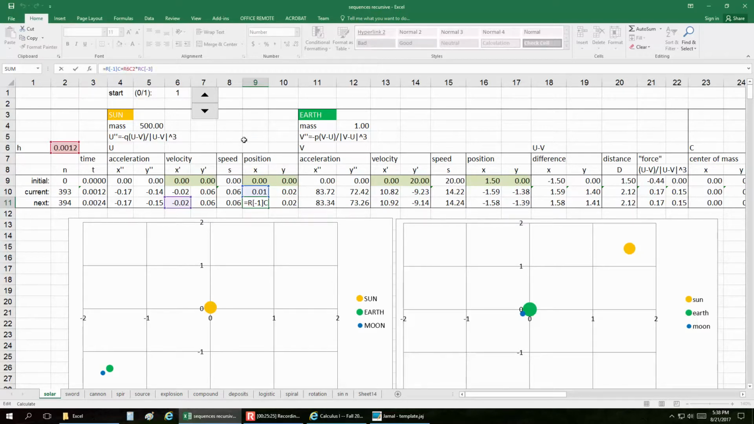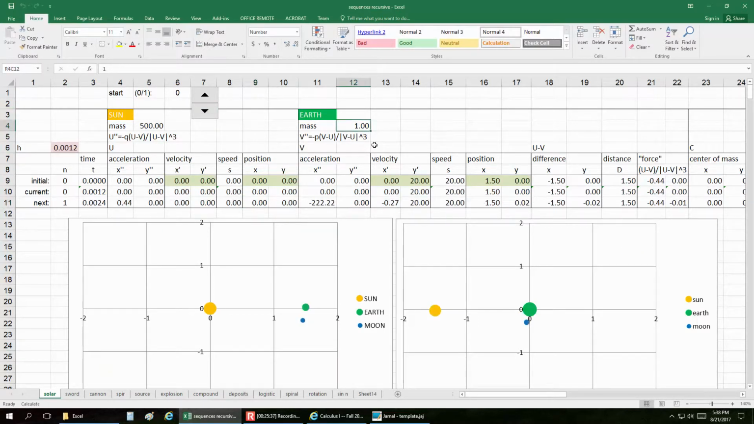I forgot to demonstrate what happens if we increase the size of the Earth. I picked random numbers for the Sun, 500, for the Earth, 1, but as you can see, let's pick the Sun much larger than the Earth. Okay, so if I make the mass of the Earth larger, what is going to happen? If you can guess. So if I give it 500, what kind of behavior will happen?